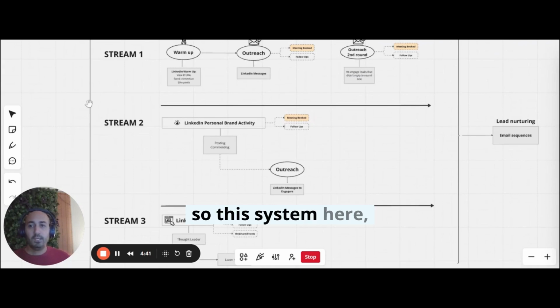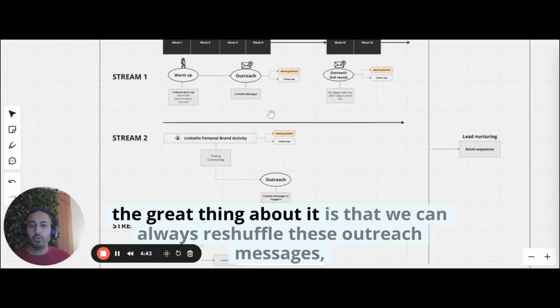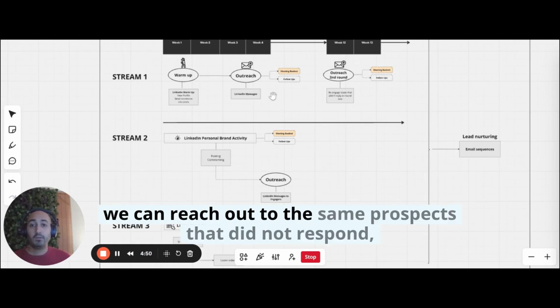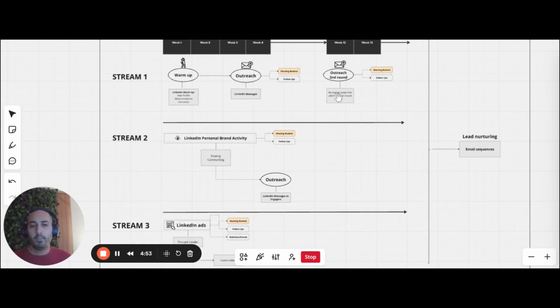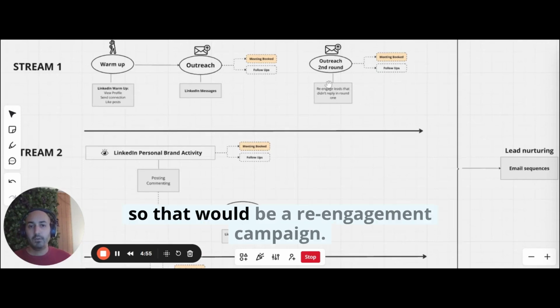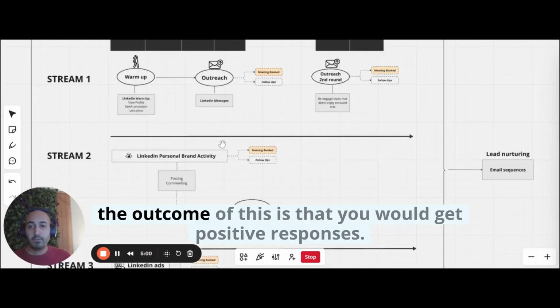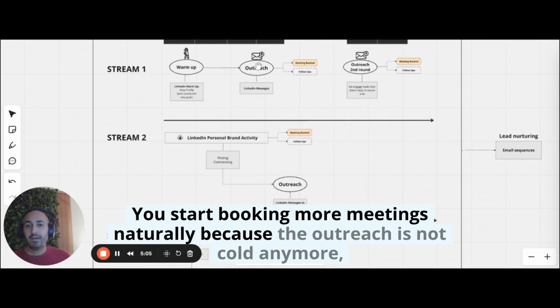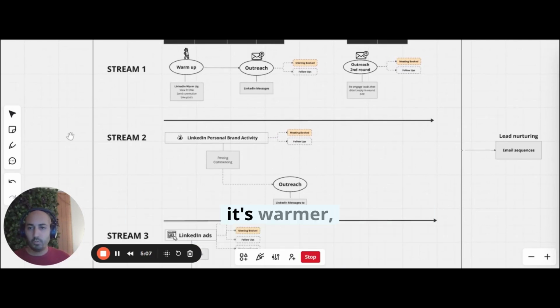All right, so this system here, the great thing about it is that we can always reshuffle these outreach messages, right? So a month later or 2 months later, we can reach out to the same prospects that did not respond, but we reach out to them with a different angle. So that will be a re-engagement campaign. Of course, the outcome of this is that you would get positive responses. You would start booking more meetings naturally because the outreach is not cold anymore, it's warmer.